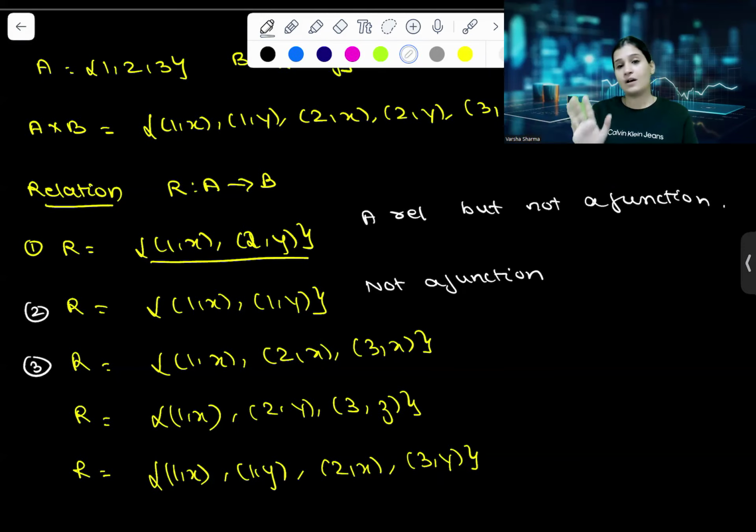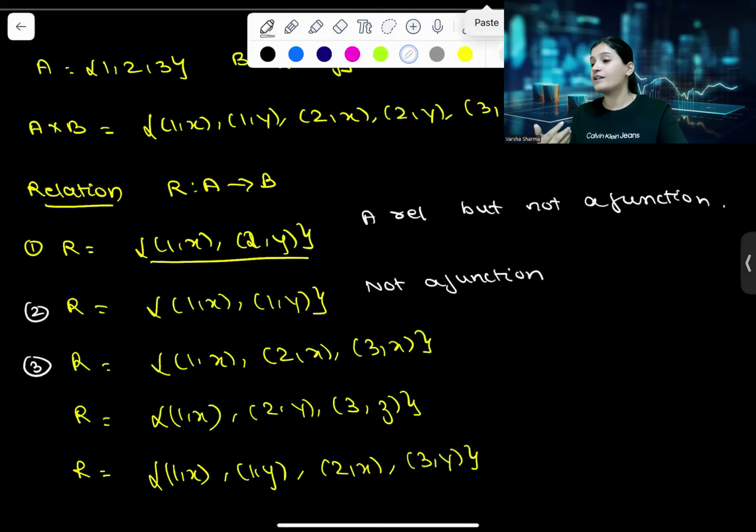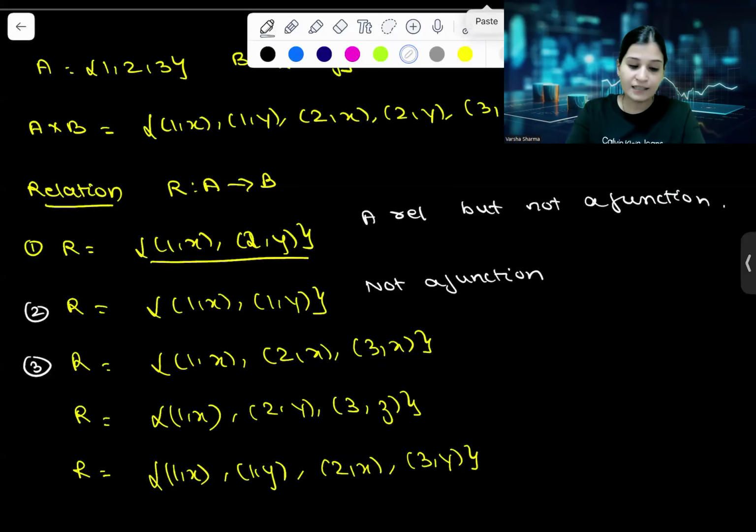Is that okay? Now, in addition to this condition that none of the elements of the first set can be left unpaired, there is one more condition. The condition is, in Hindi, as I said, koi chhute na. The other condition is, kisi ko do mile na.